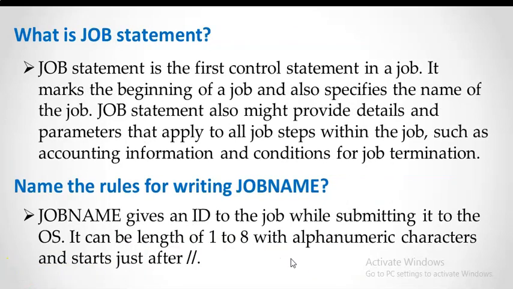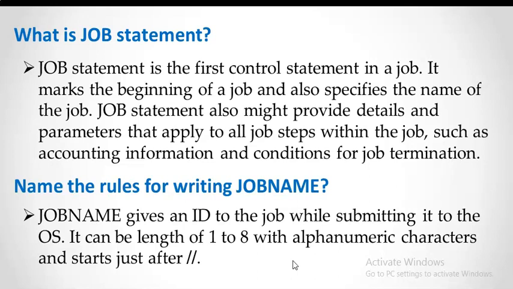What is the job statement? The job statement is the first control statement in a job. It marks the beginning of a job and also specifies the name of the job. The job statement also might provide details and parameters that apply to all job steps within the job, such as accounting information and conditions for job termination.